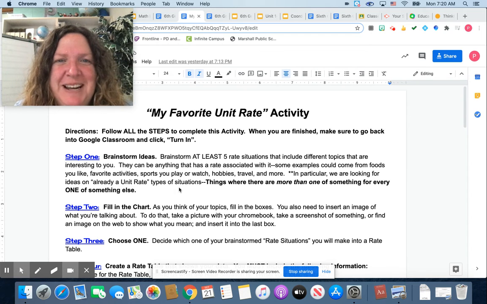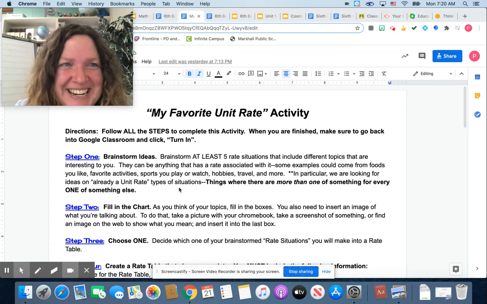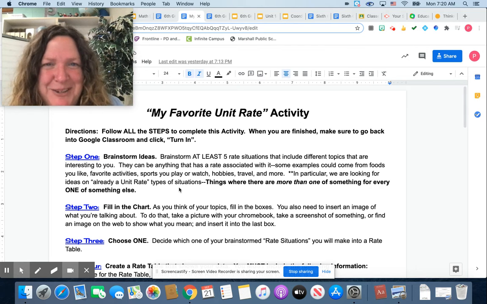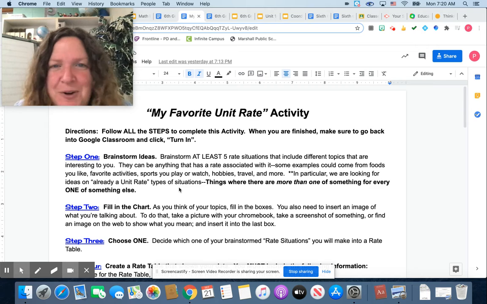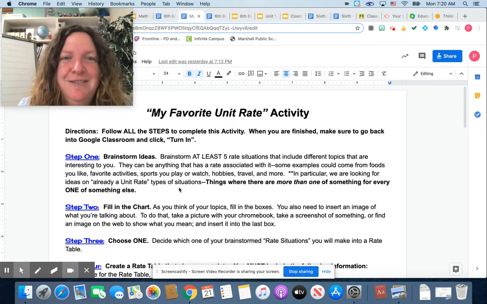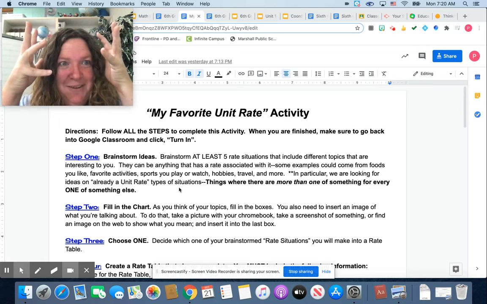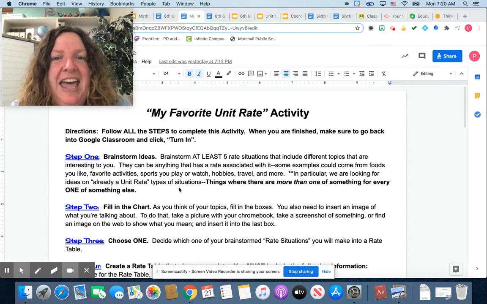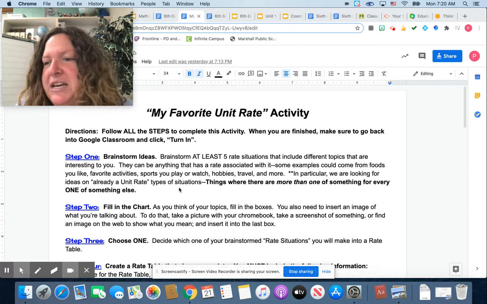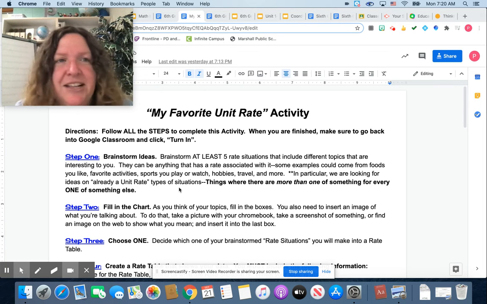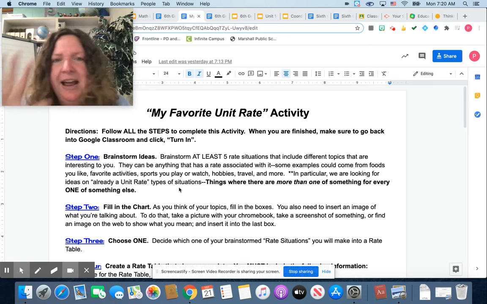We are here today to learn about my favorite unit rate activity. Now, it sounds a little silly to say "my favorite unit rate," but so many things in our world have unit rates, and it's a matter of expanding our idea of what a unit rate is. They're all around us: in sports, in food, in things that we buy at the store, like a pack of cards. They're just kind of everywhere.